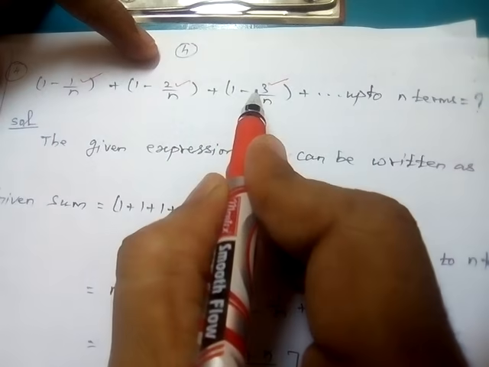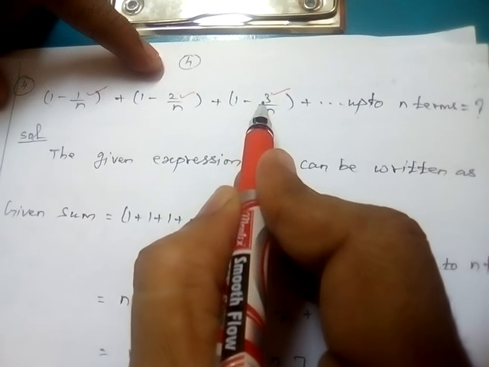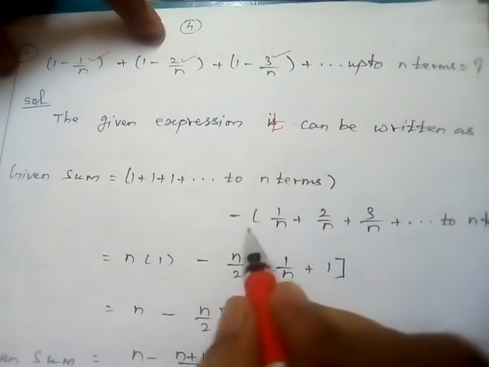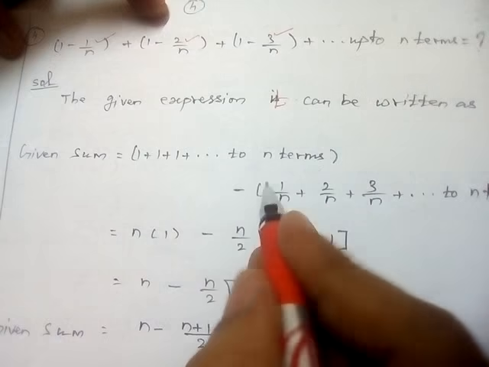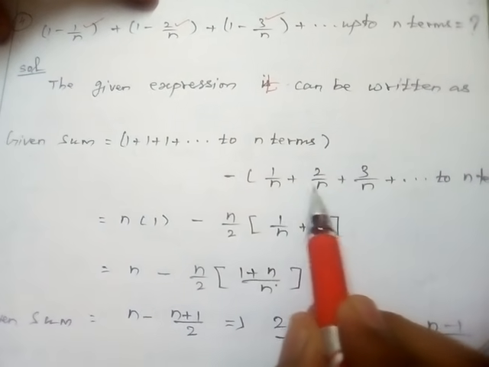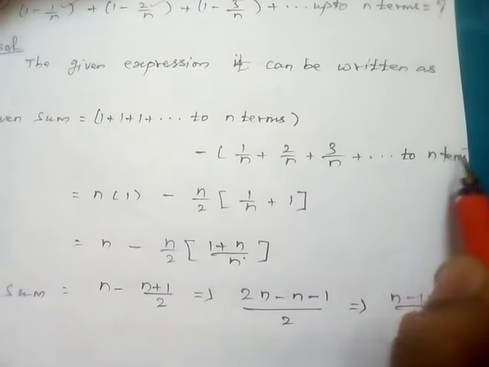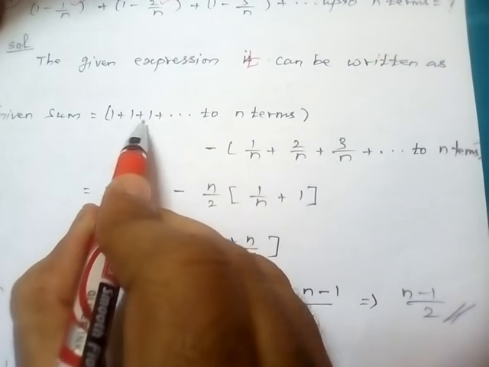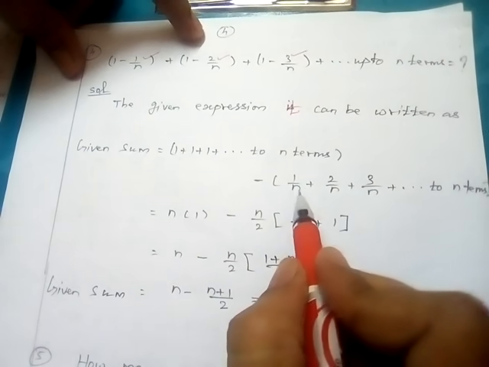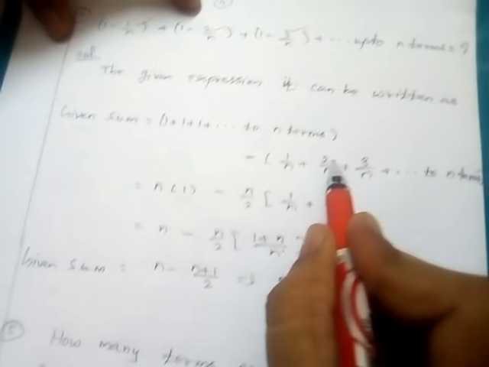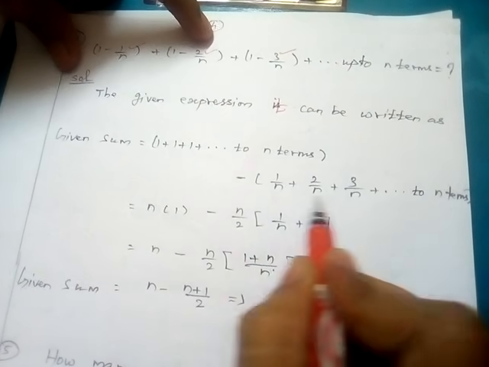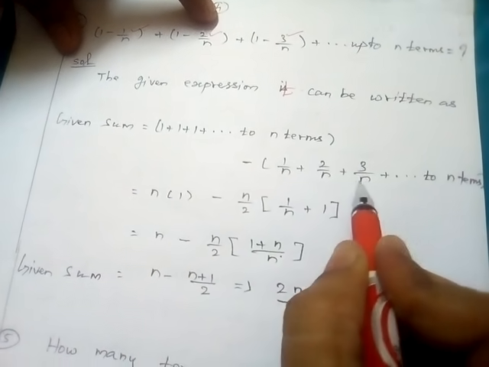Take the minus common, outside. So it will be 1 by n plus 2 by n plus 3 by n plus etc., up to n terms. So 1 plus 1 plus etc., n times will be 1 into n, that is n, minus the sum of 1 by n plus 2 by n plus 3 by n plus etc., n terms. So this sum of n terms is a sum of an arithmetic progression.